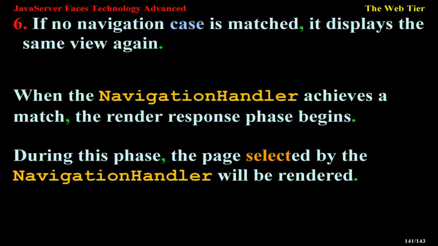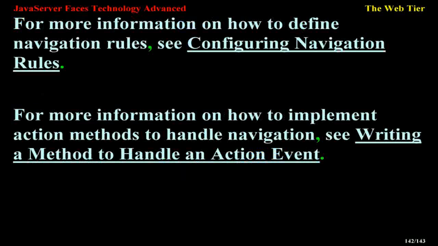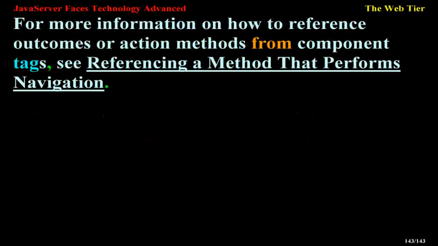When the navigation handler achieves a match, the Render Response phase begins. During this phase, the page selected by the navigation handler will be rendered. For more information on how to define navigation rules, see Configuring Navigation Rules. For more information on how to implement action methods to handle navigation, see Writing a Method to Handle an Action Event. For more information on how to reference outcomes or action methods from component tags, see Referencing a Method That Performs Navigation.